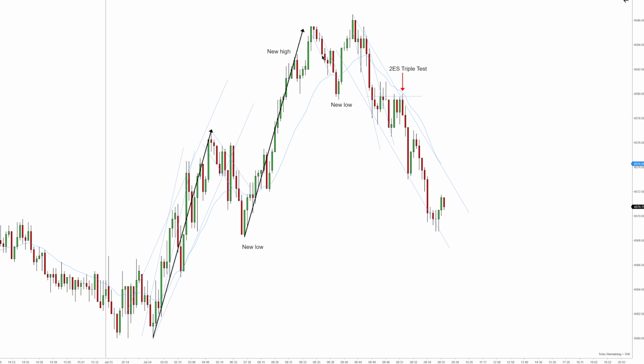This was just a large two-legged pullback. This failed second entry long, however, was far away from the EMA, so I couldn't really take it. But I can see resistance forming here, here, and here, alongside the EMA and the channel. Great reversal bar, strong momentum. All the signs are telling me I need to sell, a high probability setup.